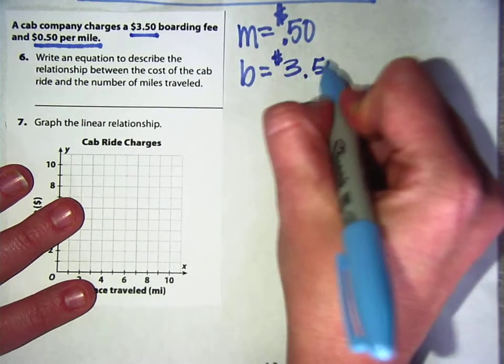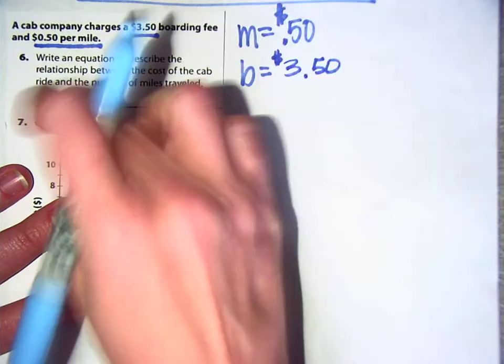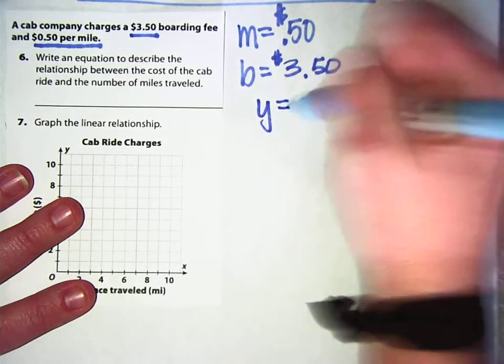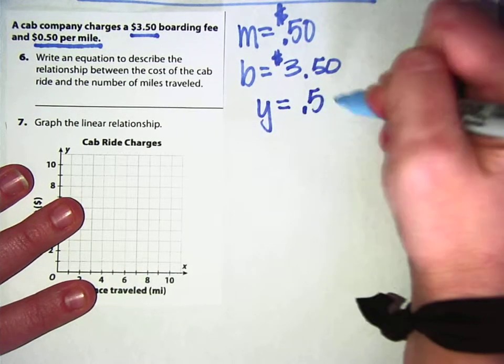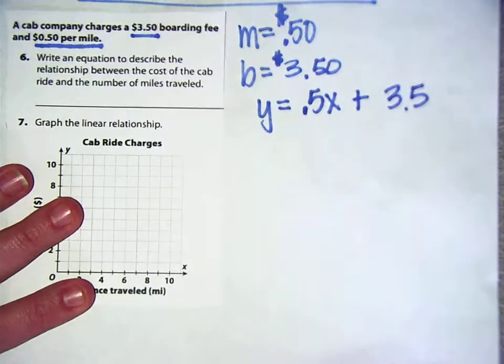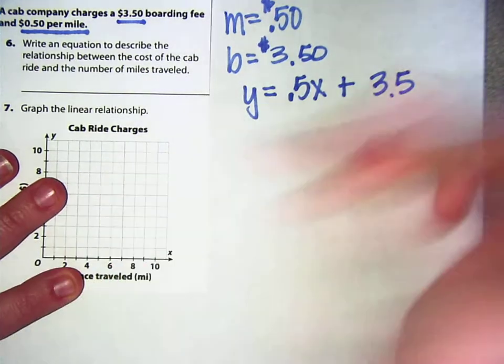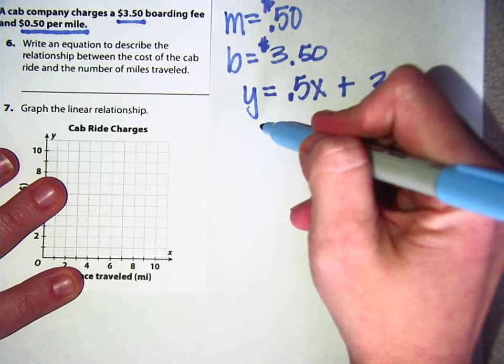Okay. So now that we've got m and b identified, then we can write our equation. This would be the answer right here. It's y equals 0.5x plus 3.5. Okay. So we're going to use this equation to find our coordinates. That way we can represent our linear equation.